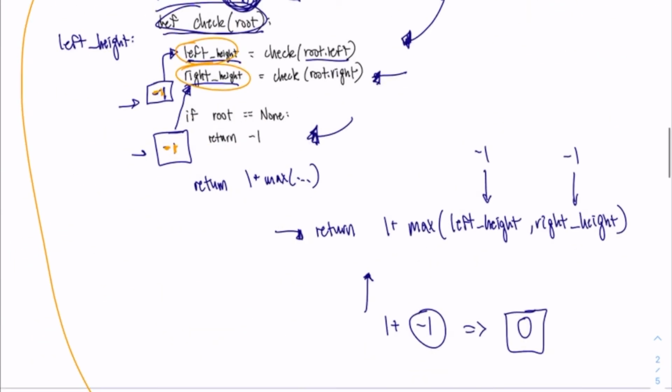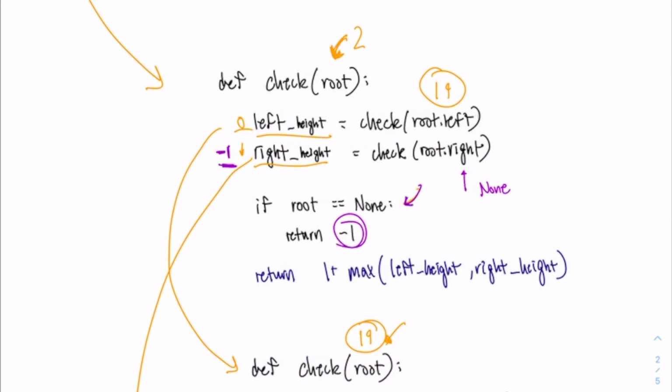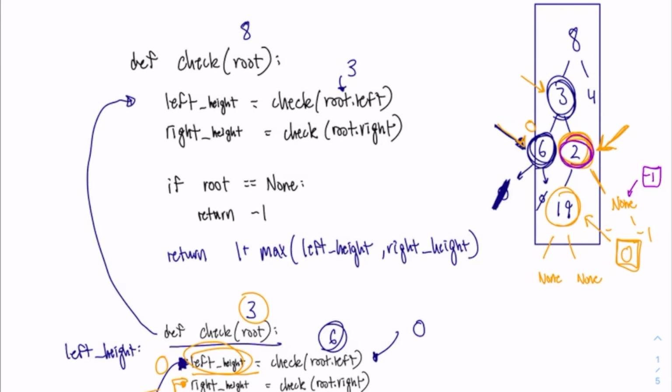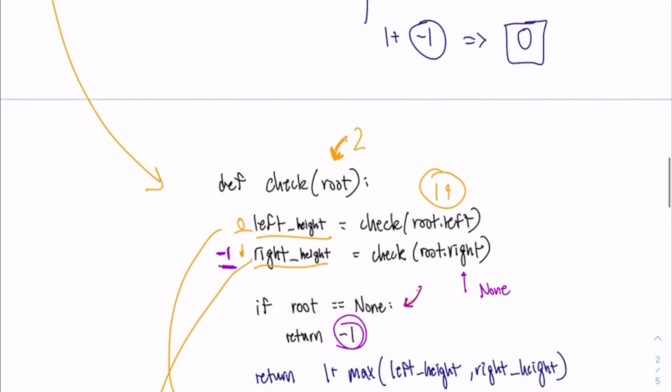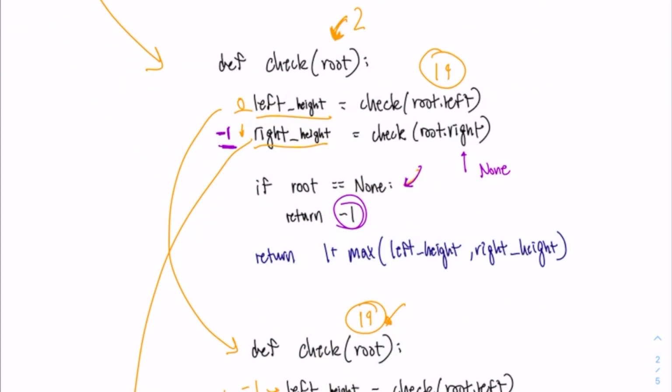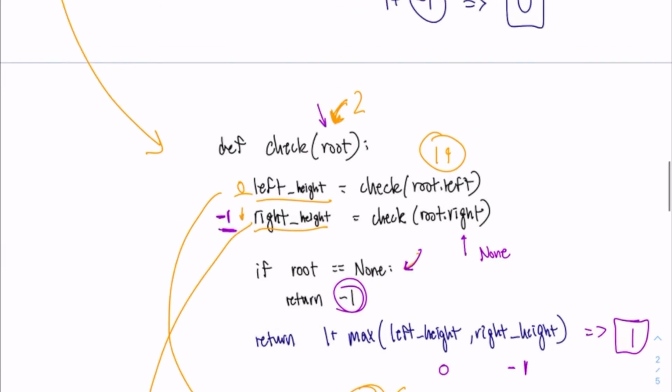And now that we have left height and right height defined as 0 and -1 respectively for node 2, so we're on this node right now, we can finally return a statement for this node, which is left height is of height 0 and right height is of height -1. 1 plus max of 0 and -1, max of 0 and -1 is 0, so 1 plus 0 is 1. So this has a height of 1.